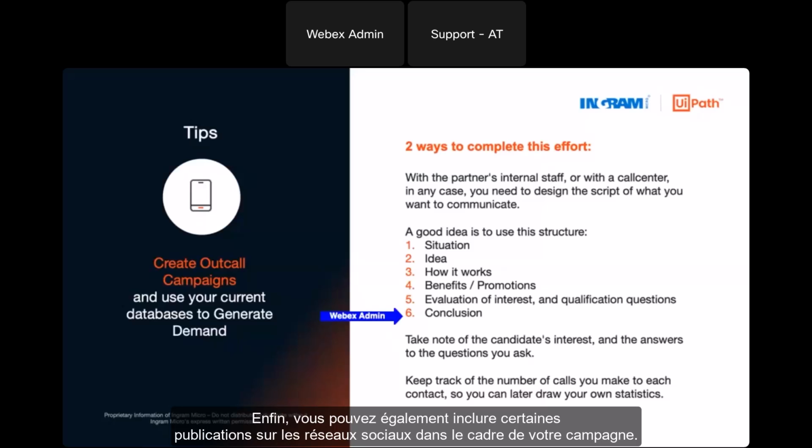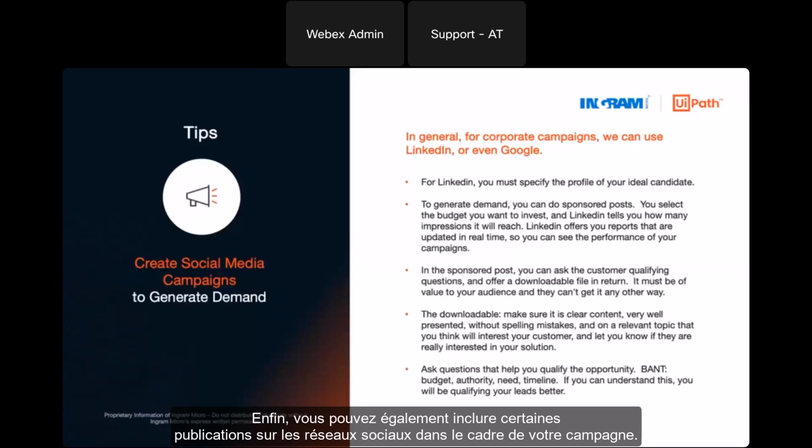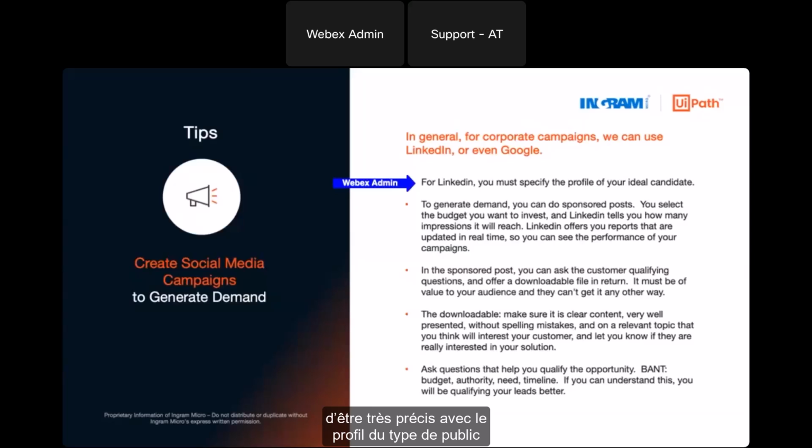And then finally, you can also include some social media posts as part of your campaign. Now, in social media platforms, of course, the ideal environment is LinkedIn, right? Because you can be very specific with the profile of the type of audience that you are trying to reach, right? The industry, the role, the market segment perhaps.